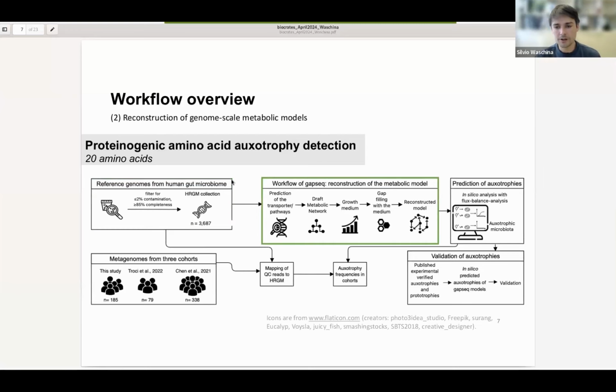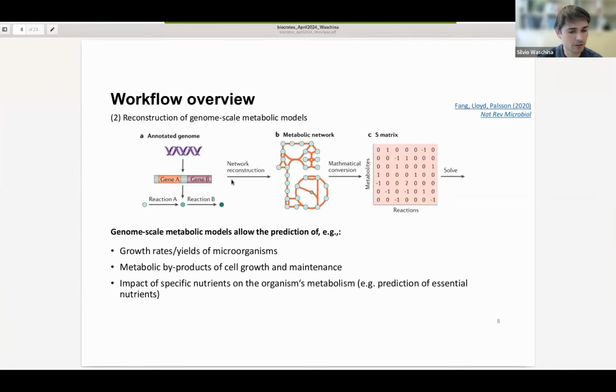The next part is a very computational part of our work. Here we used a software called gapseq in order to reconstruct the metabolic network of these gut microorganisms. The idea is to have in silico representations of these microorganisms in order to make predictions about their auxotrophies and prototrophies. I want to give you a brief introduction in a nutshell to show you how this prediction works.